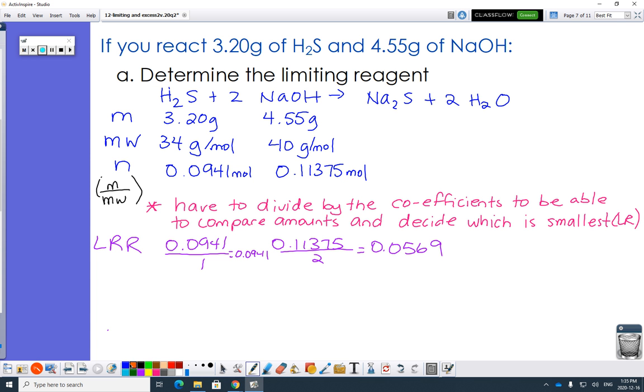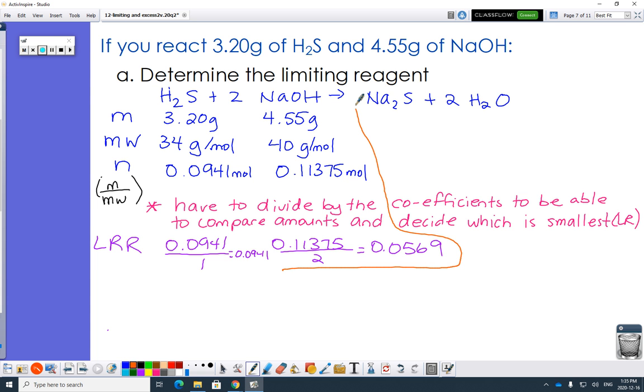Okay, so at first glance, if you just did the moles, you'd be like, oh, this one's used up, it's smaller. However, because every reaction requires 2 sodium hydroxide moles, then this is being used twice as fast. So then when you divide by the coefficients, now this is the limiting reagent because it's got the smaller amount and it's going to be used up first.